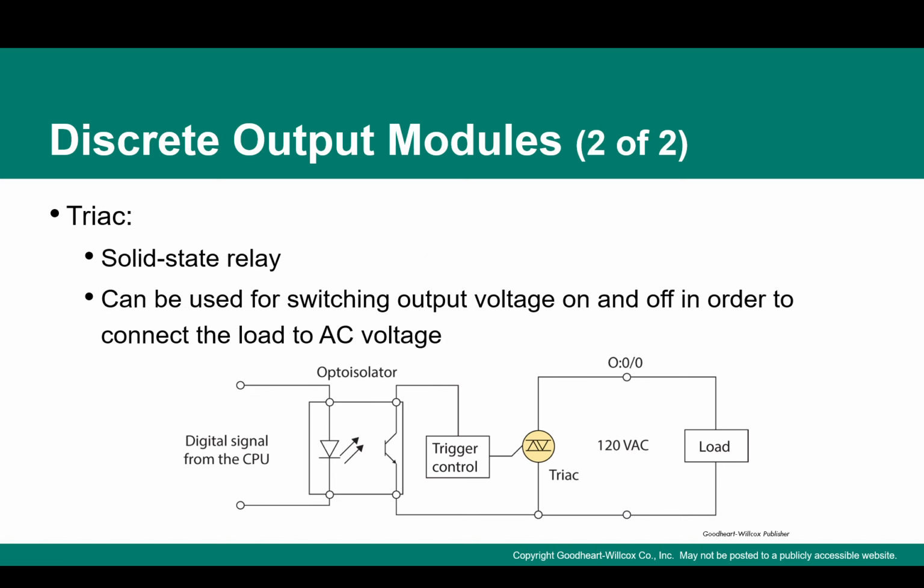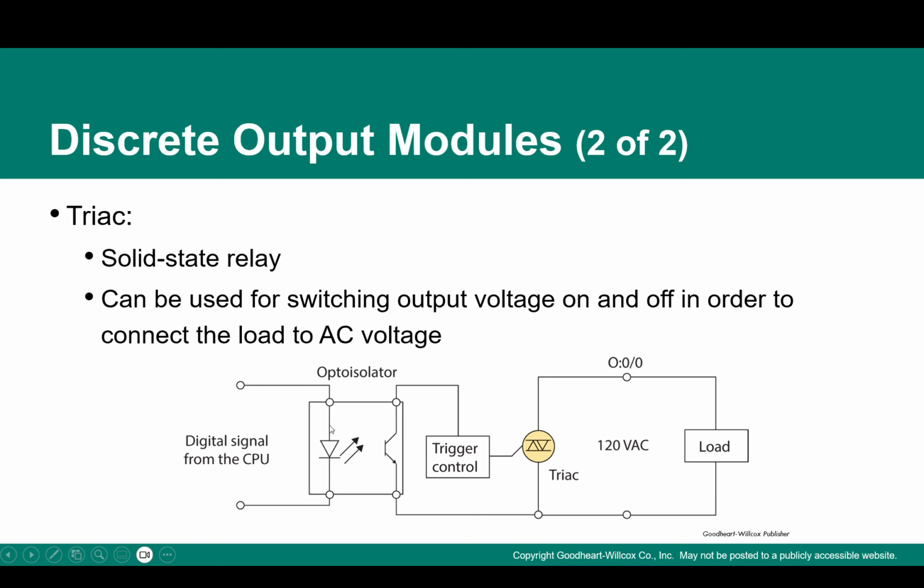And here's an example of a discrete output module, and it's using a triac. A triac is nothing more than a relay. The solid state relay can be used for switching output voltages on and off in order to connect the load to the AC voltage. Right here we have a digital signal coming from the CPU, zeros and ones, like plus 5 volts or 0.